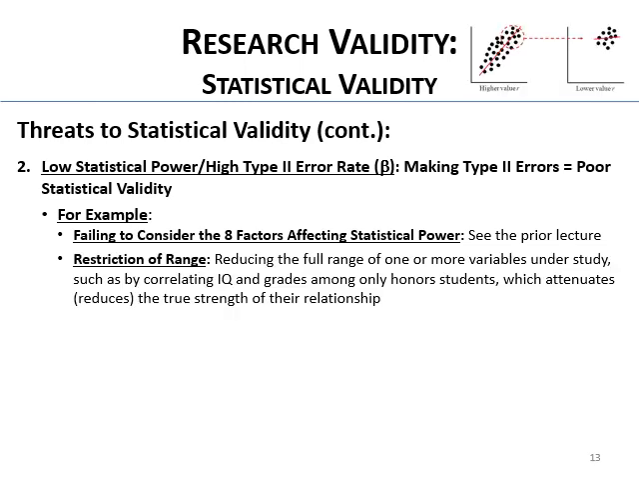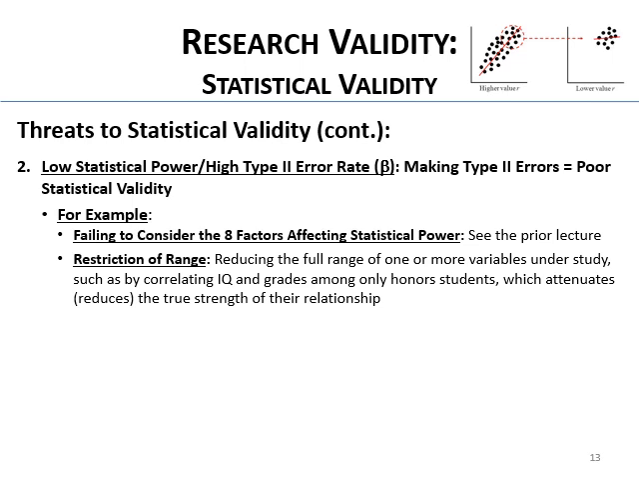Another thing, sort of related, we talked about it before, is restriction of range. Restriction of range reduces your statistical validity. That's when you reduce the full range of one or more of your variables under study, for example, by correlating IQ and grades among only honor students. So remember what happens when you do restriction of range and correlation?